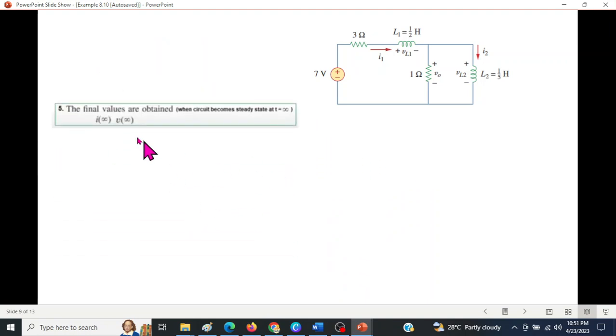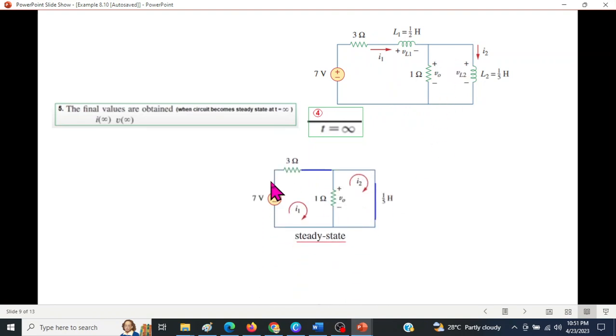Okay. Next we'll calculate the final value, or we are at infinity. Our t is equal to infinity. What will happen to this circuit? If it is infinity, that means it is connected for a long time. So the inductor will now behave as a short circuit. Our circuit will be like this: inductor shorted. Now here, short circuit is in parallel with the resistance, so this will all be short circuit.